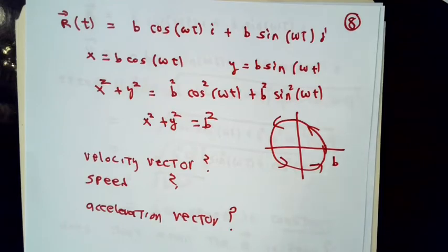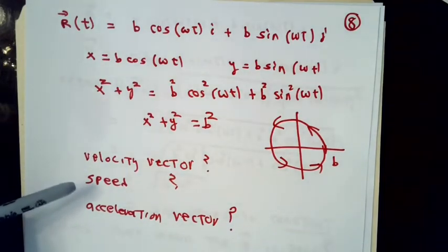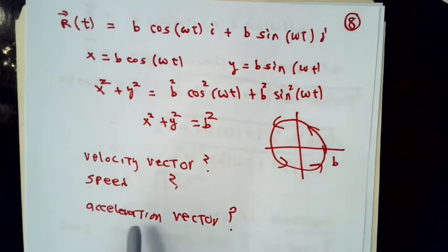The number omega, from a geometrical point of view, has nothing to do with anything. If I'm thinking about an object actually moving around in the circle, though, the omega is the angular velocity. It's how many radians per second the object is traveling around the origin. I'd like to figure out the velocity vector, the speed, and then if we think it's necessary, we'll calculate the acceleration vector as well.